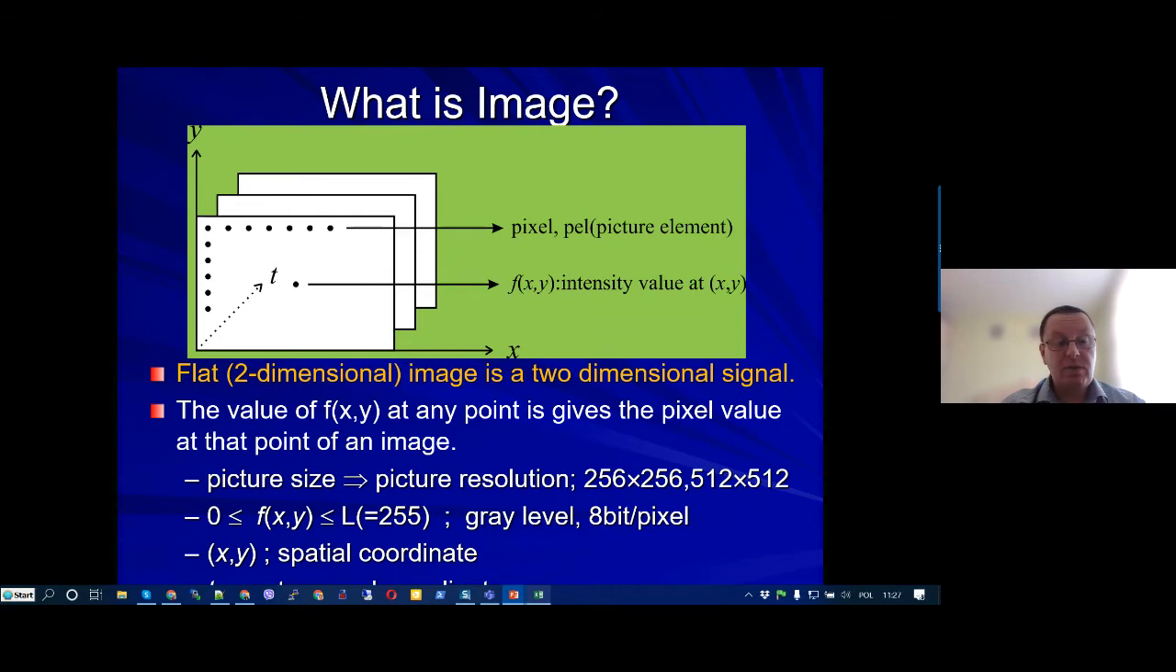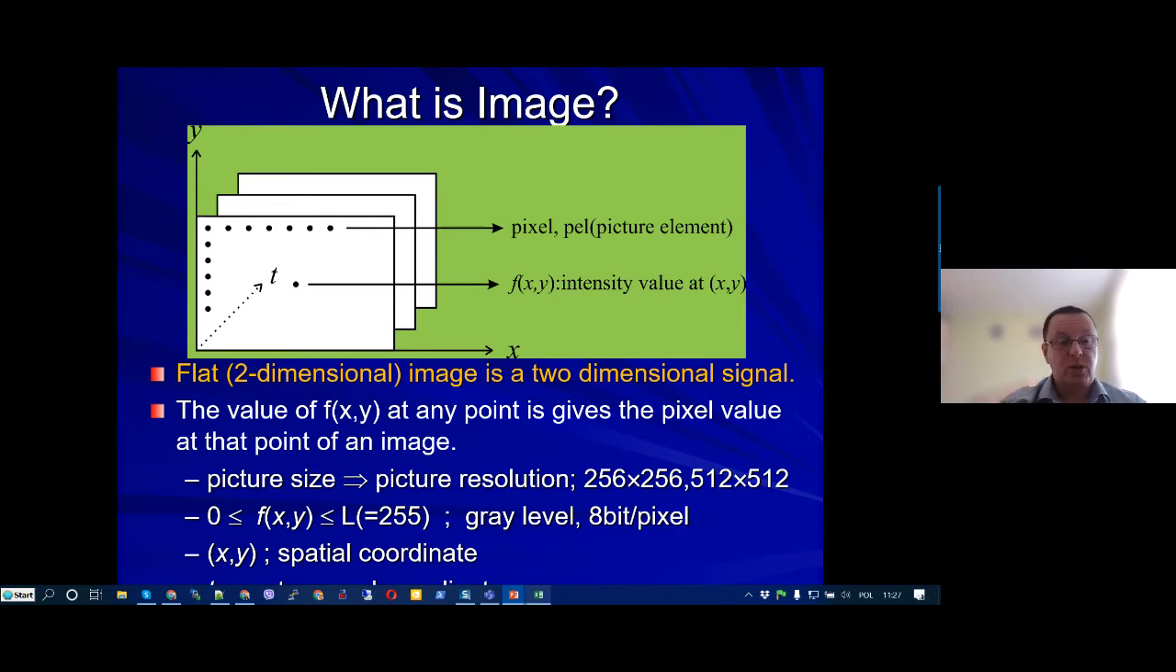And also, how do we introduce a dynamic image, like a movie? We only need to add a third coordinate, the time coordinate, and then our pictures or frames change over time. So we get a dynamic image.